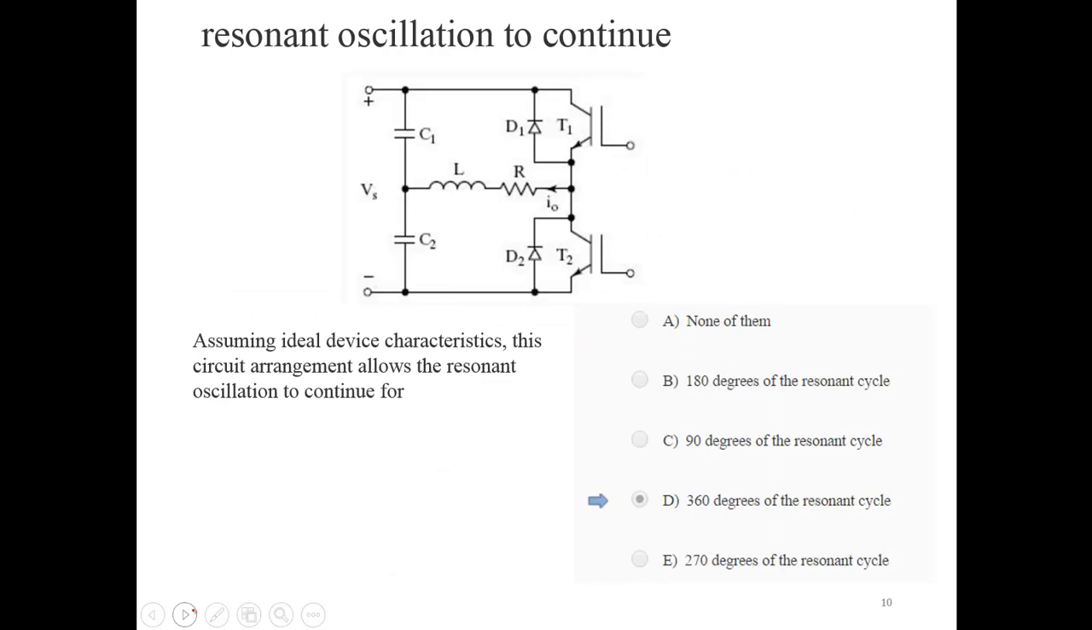For the resonant oscillation to continue, what will happen there? With an ideal device, for how many degrees does this oscillation continue? Let's look at that. First, one device will continue to conduct, and then the other one will continue through this diode, and then the other one. There are four possible devices, and each one of them will continue. One of them conducts, and then the other one will continue through the freewheeling diode. The current can continue, and then the rest of the others. There are four of them.